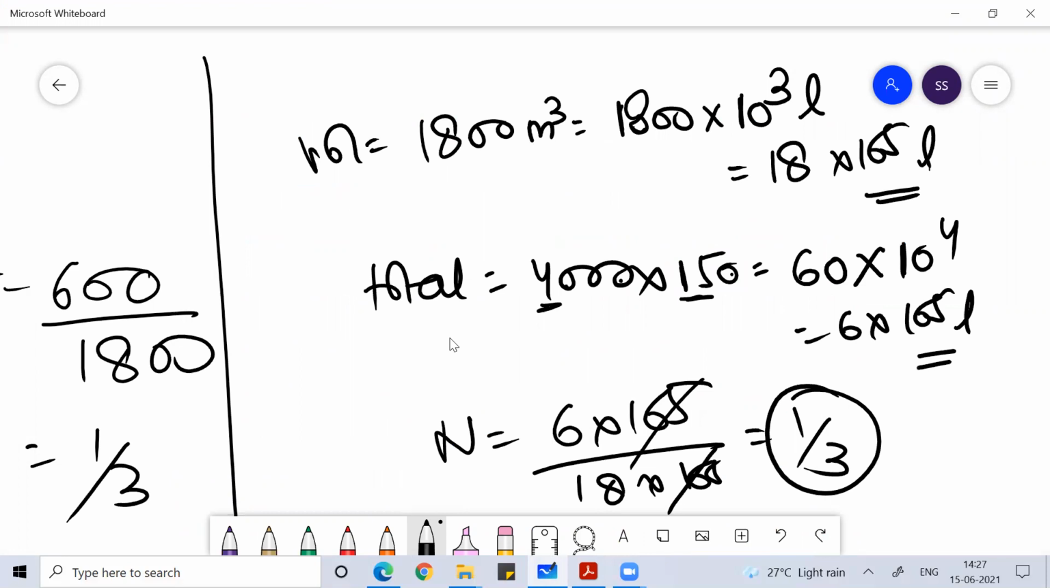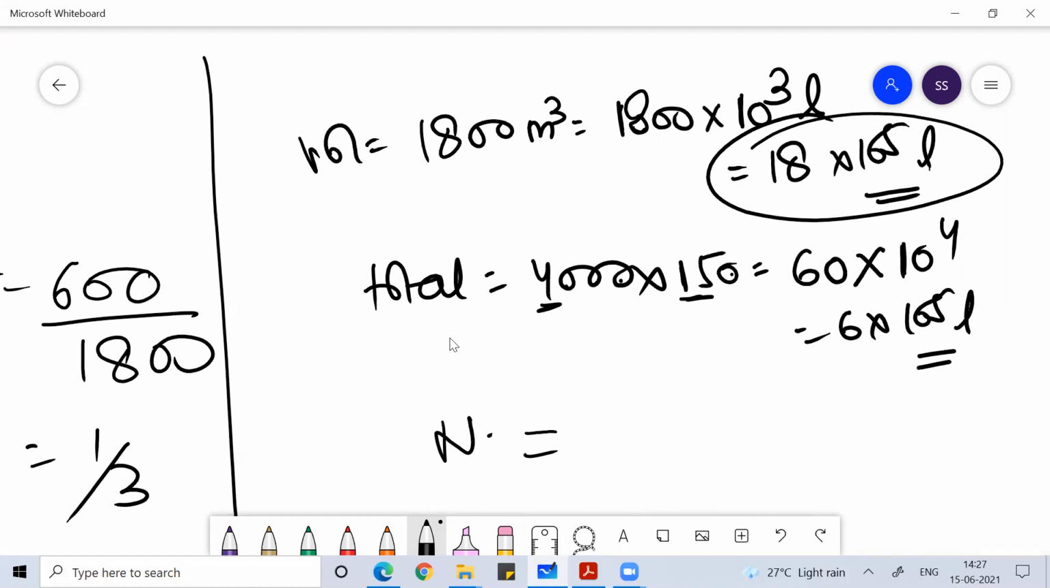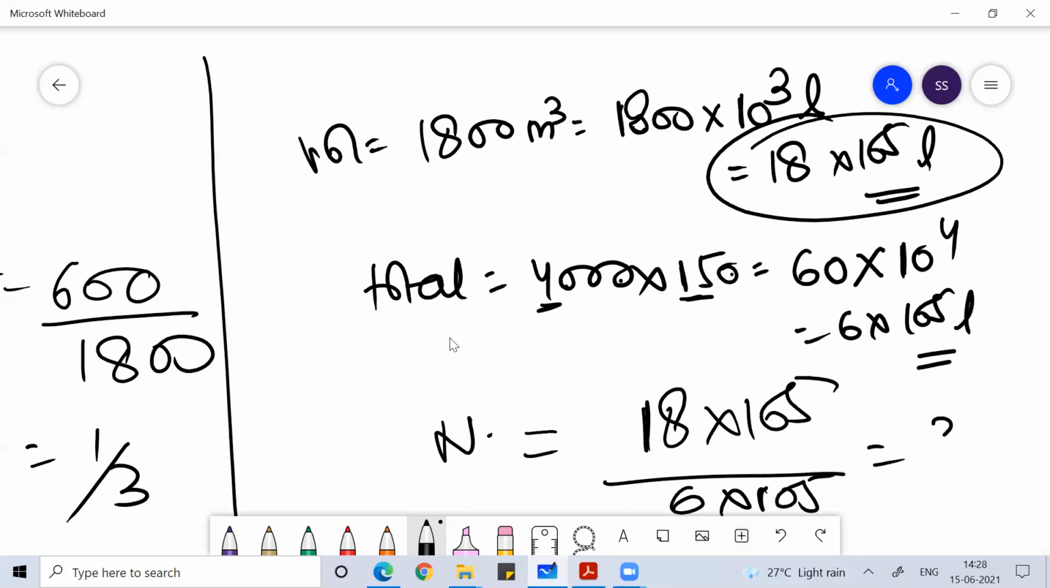So you have to do 18 lakh divided by 6 lakh. This is the total water, no? So it'll be 18 lakh divided by 6 lakh, which is 3. So total water which gets absorbed is 18 into 10 to the power 5 divided by the population's consumption, 6 into 10 to the power 5. That will be 3.